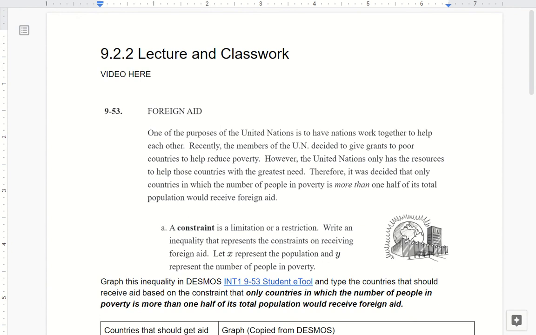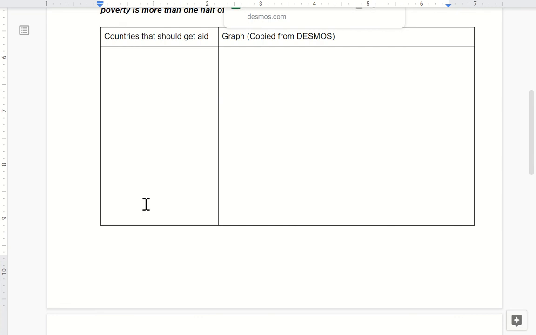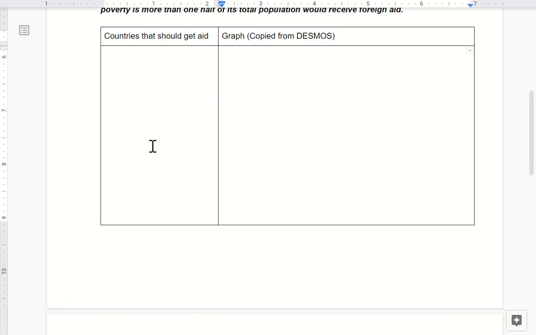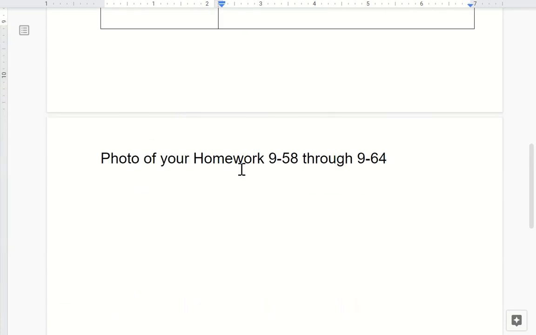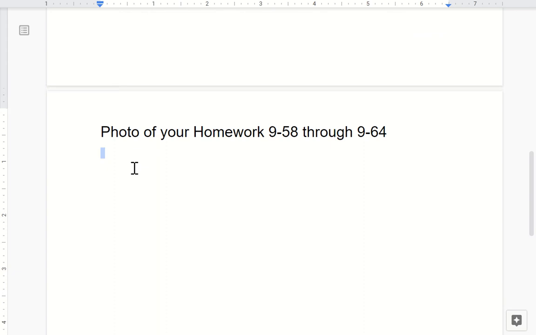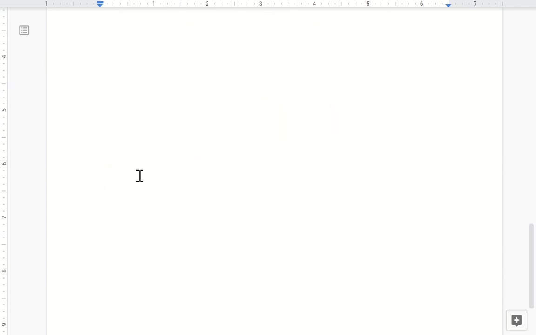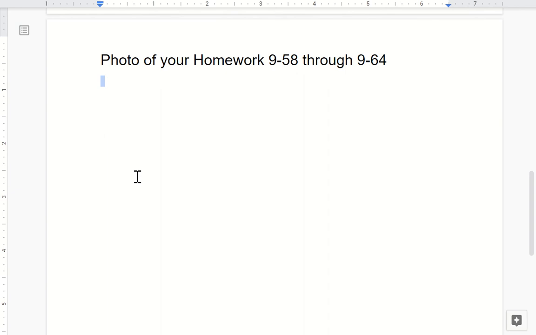Okay, so finally, this will be the document you see. I'm just going to be pasting the video right here, so you'll see the video here. You'll click this link, and it'll take you to the Desmos, and you'll type your response in these boxes. Below it says photo of your homework, 9-58 through 9-64. And then below that, on a third page, you've seen me posting homework solutions every day. So those will be below here on a third page for you to use.